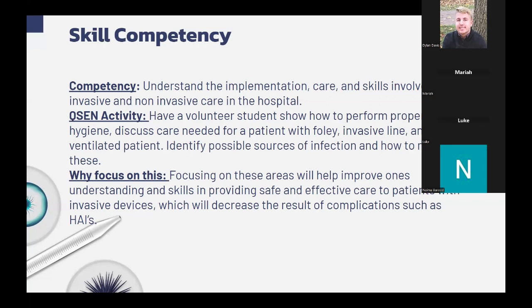And then why do we focus on this? Focusing on these areas will help us improve our understanding and skills in providing safe and effective care to patients with invasive devices, which will decrease the risk of complications such as HAIs.